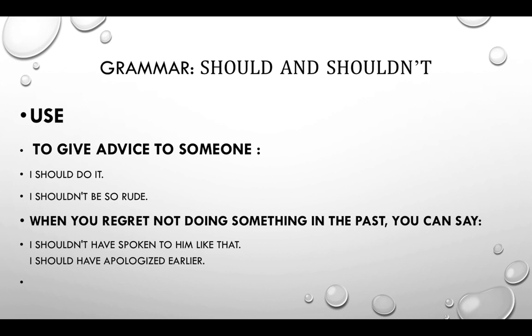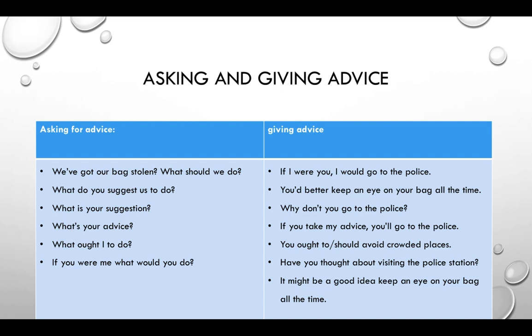Okay, so in general, we use should and shouldn't to give advice, or we can give, for example, some solution to some problems. You are advising someone or giving a solution to someone. You should do this, you should stop smoking, you should do this and this and this. Then we have asking and giving advice.